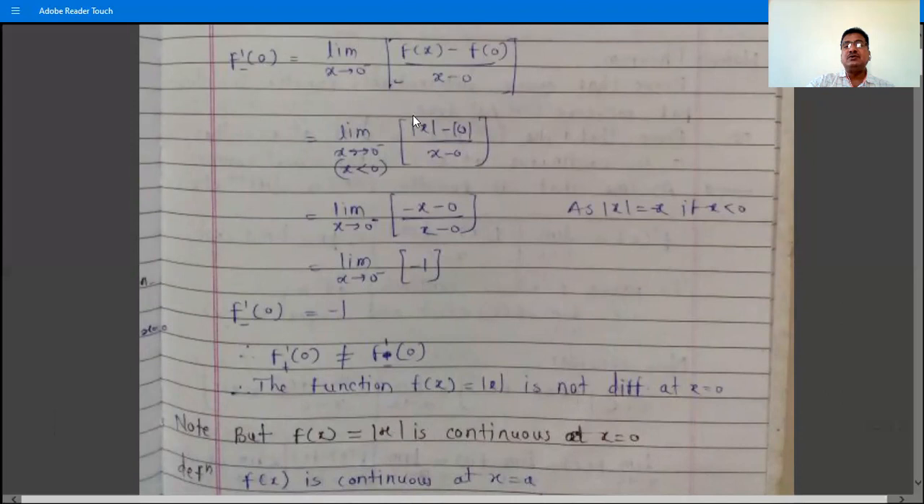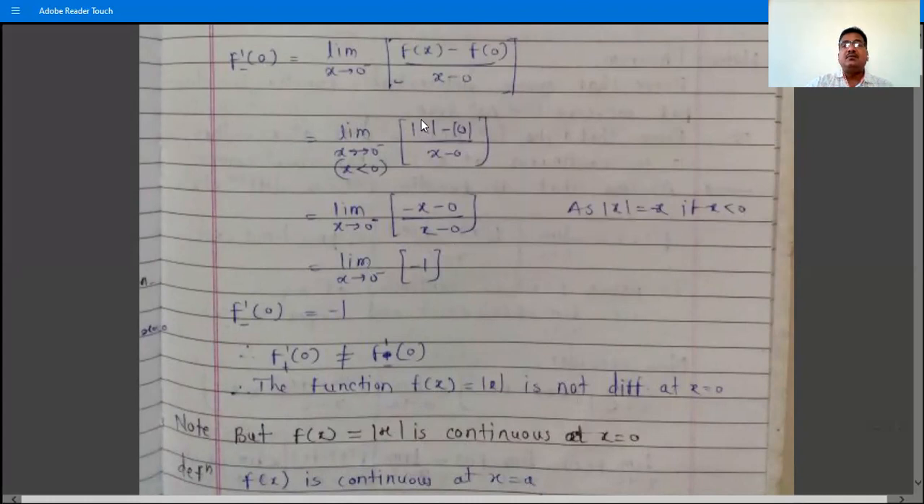And if x is less than 0, then mod x is what? Minus x. If x is less than 0, then mod x is minus x. Because what is mod of minus 5? Mod of minus 5 is minus of minus 5, that is plus 5. Why is it plus 5? Because mod of minus 5 is actually minus of minus 5, and that is plus 5. So mod of a negative number, if x is less than 0, is minus of that number. So mod x is minus of that number if x is negative.